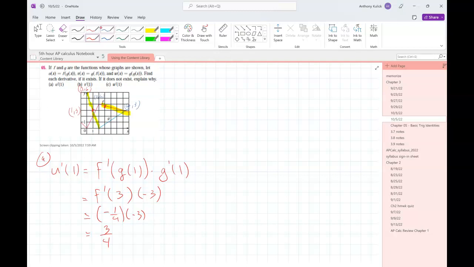So parts B and C are going to be the exact same idea. So V prime of 1 would be, yeah. Yeah, so -3 times -1/4 gave me positive 3/4. No, I mean for the row above, like F1 and 3. Are you supposed to... No, the -1/4 is f prime of 3.